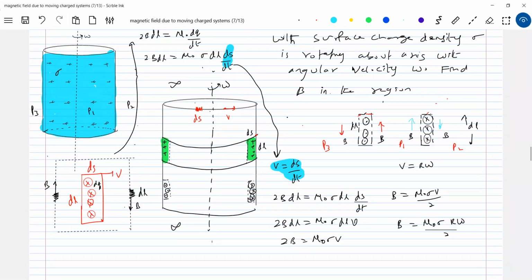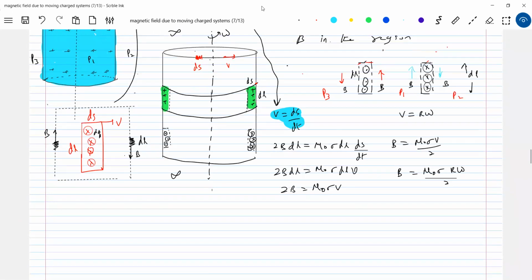Okay, then now let's come for field at point P1. Shall I add up these two B's? Super, because there's one sheet, no? B plus B. This will be mu naught sigma r omega by 2.